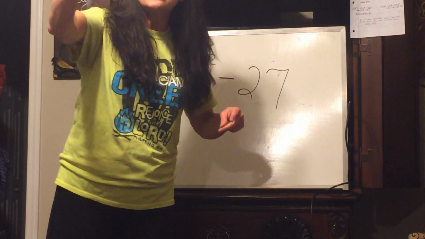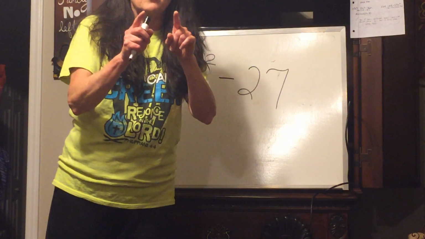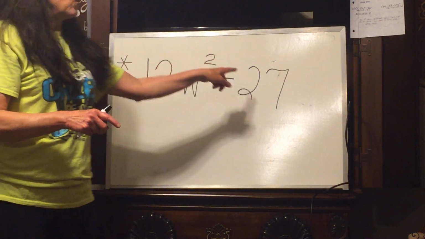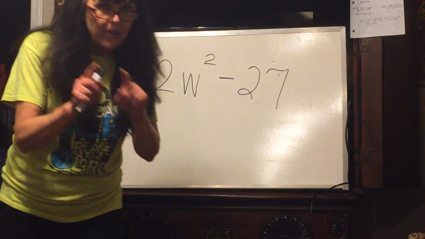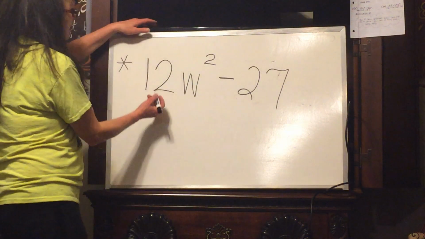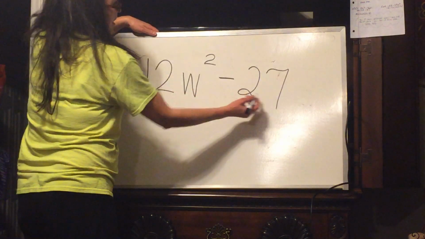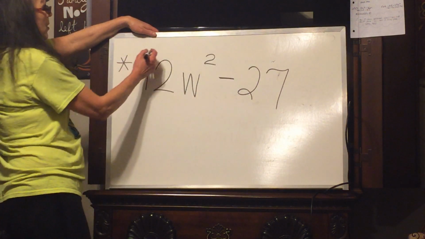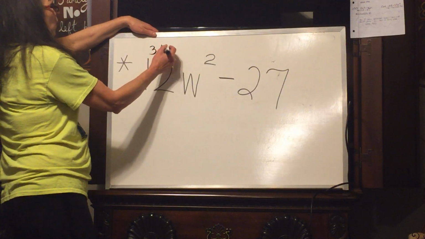GCF, 2 questions. What's the biggest number that will go into 12 and 27? And then for the variables, what's the smallest exponent? Okay, so what is the biggest number that will go into 12 and 27? I'm going to refresh your memory. 12 is 3 times 4.